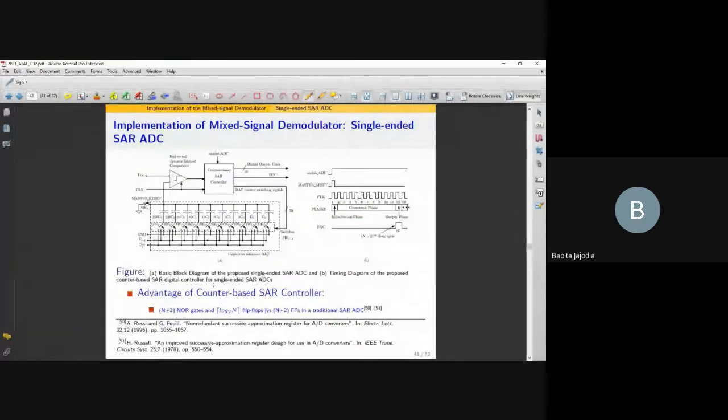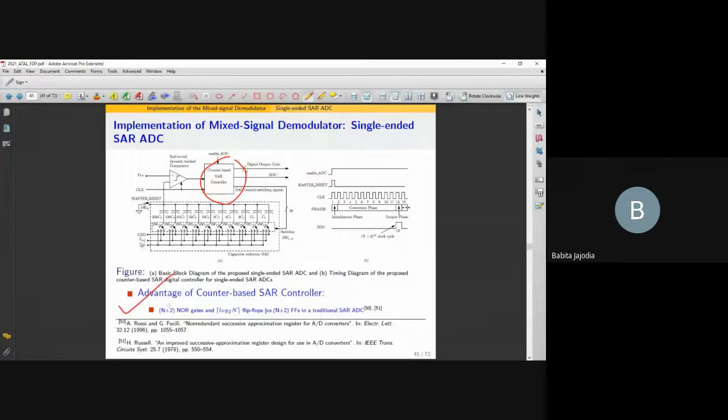So this is the block diagram. I won't go into the details of this. This is a single-ended SAR ADC that we have taken, and we have tried to design a 10-bit SAR ADC. The main contribution of ours in this is that we have tried to design the SAR logic based on a counter.